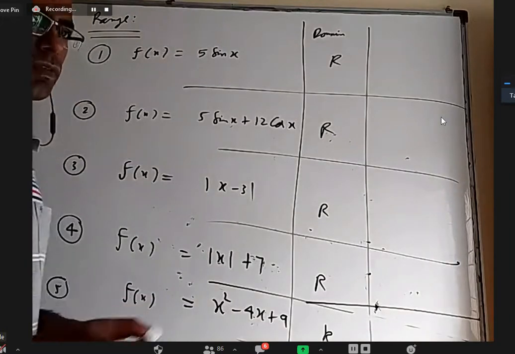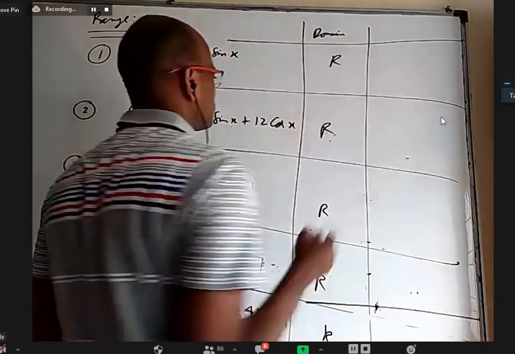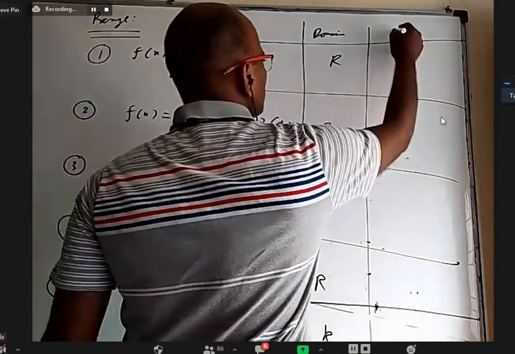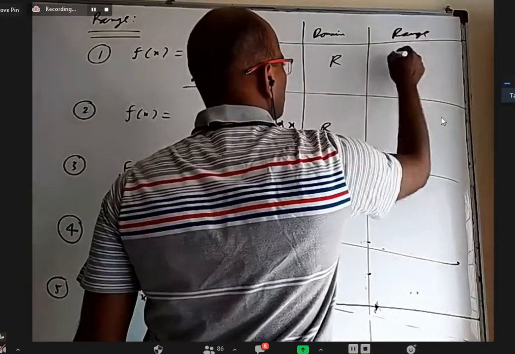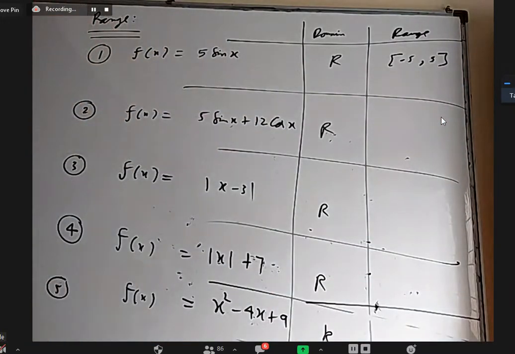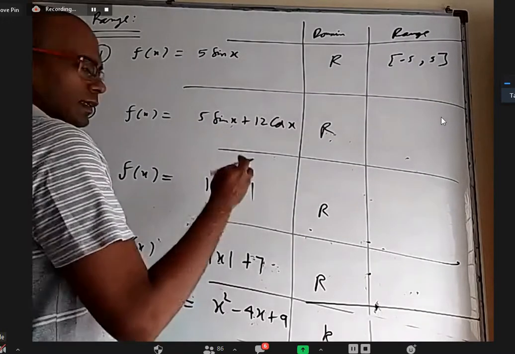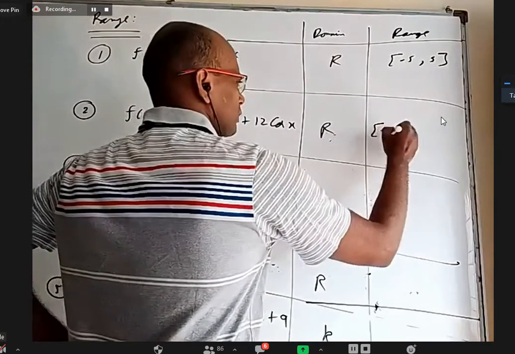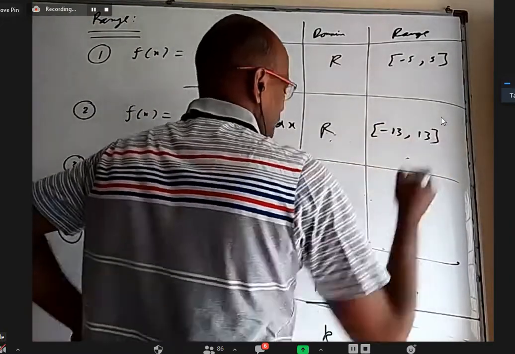Okay, for the first one, what is the range? Minus 5 to plus 5. Closed interval. And the second one? Minus 13 to plus 13. Interval minus 13 to 13. Okay.